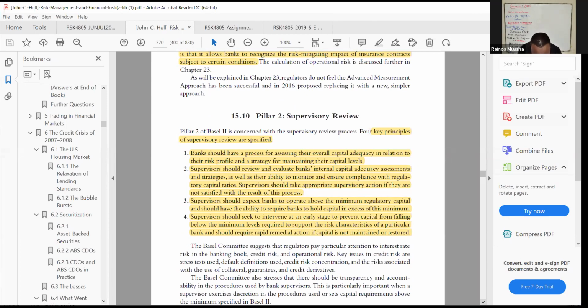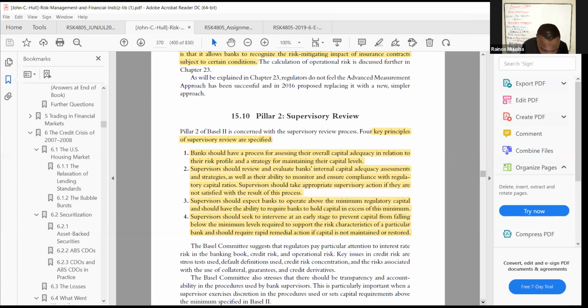So 4 key principles of supervisory review are specified. The first one being banks should have a process of assessing their overall capital adequacy in relation to their risk profile and a strategy for maintaining their capital levels. Then the second one is supervisors should review and evaluate banks' internal capital adequacy assessment and strategies, as well as their ability to monitor and ensure compliance with the regulatory capital ratios. So supervisors should take appropriate supervisory action if they are not satisfied with the result of this process.